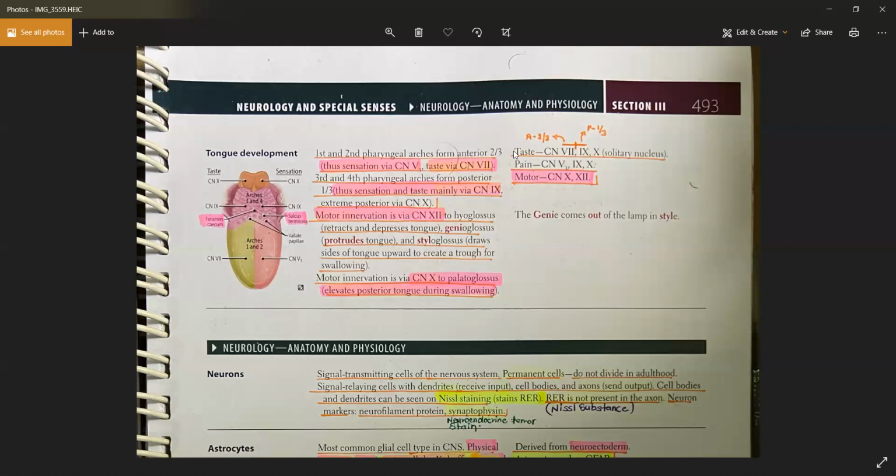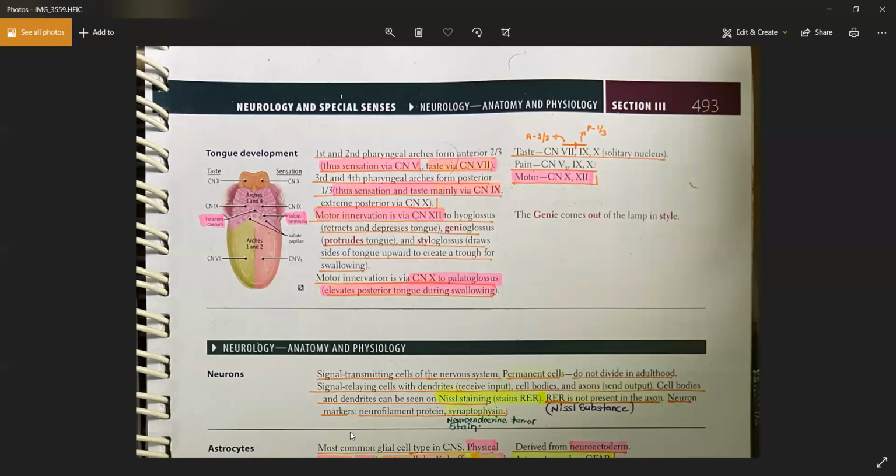So for the taste, you have the 7th, 9th, and 10th nerves. For the pain, you have the 5th, 9th, and 10th nerves. For the motor, you have the 10th nerve and the 12th nerve. Is that okay? That's how the tongue development goes. Any doubts so far? No, thank you.